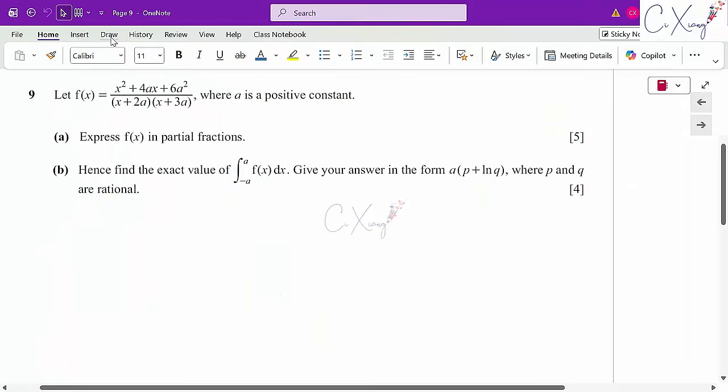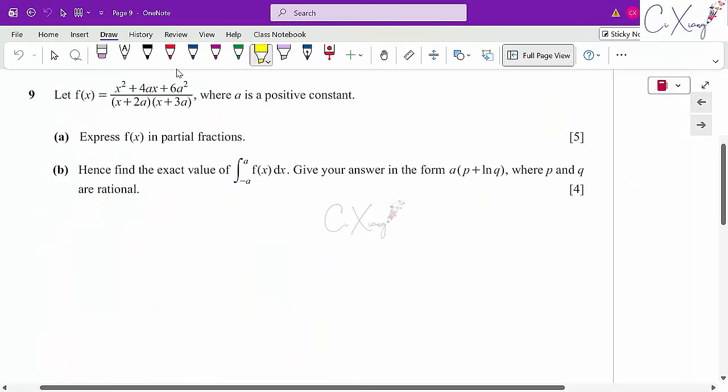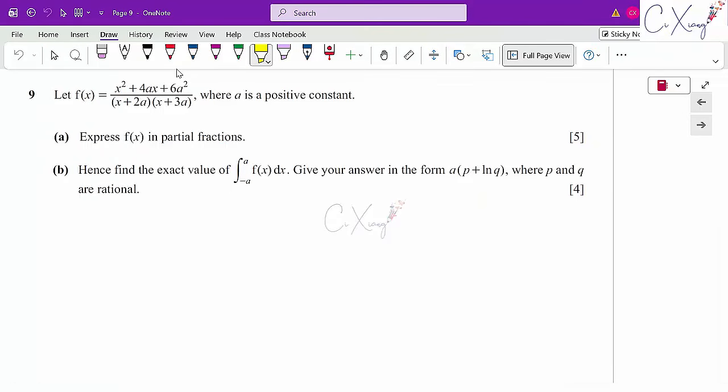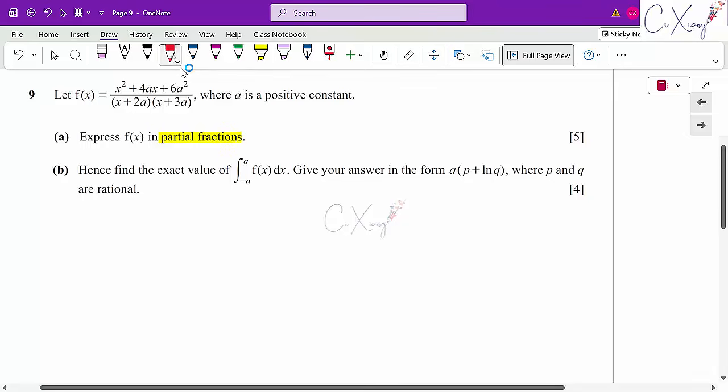All right. So we are now at question number 9. We are given the function. Okay. It is a rational function, and then a is a positive constant. So they want us to express the function in partial fraction. Okay. So let's have a look. Whether we have a proper fraction or improper fraction?